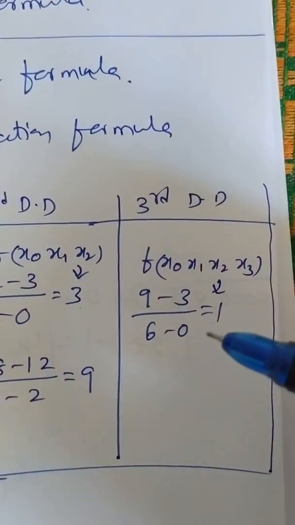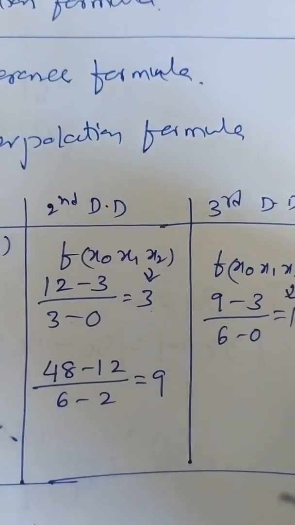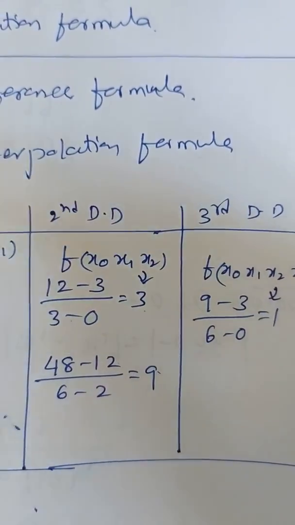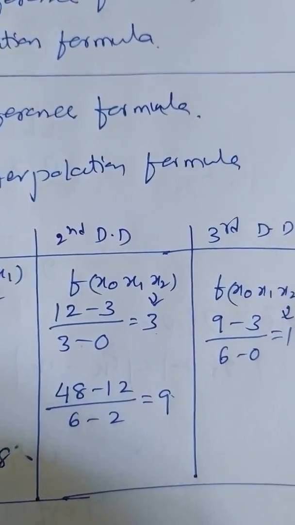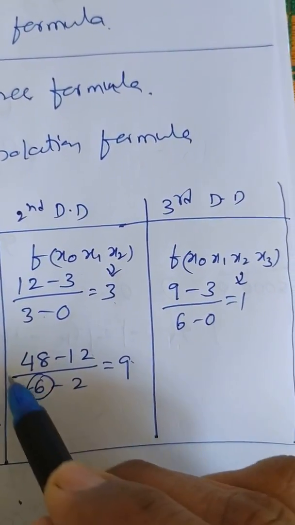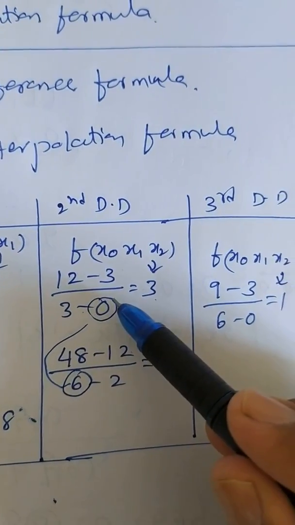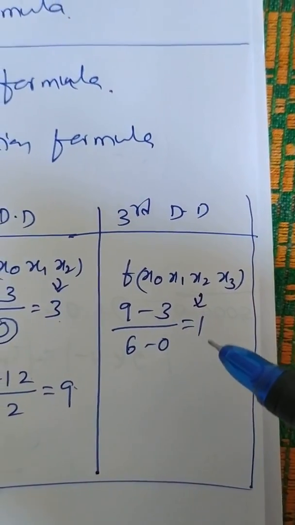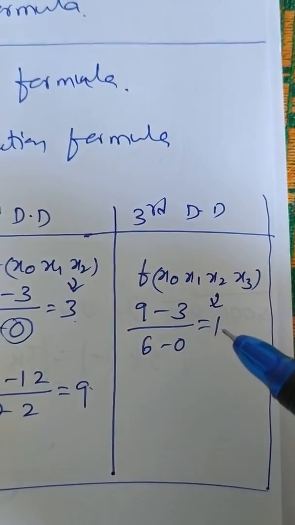Next, find the third divided differences by using second divided differences. 9 minus 3 divided by, same as previous one, 6 minus 0. Very important. 6 minus 0 like this. 9 minus 3 divided by 6 minus 0 is 1. This is our third divided difference.